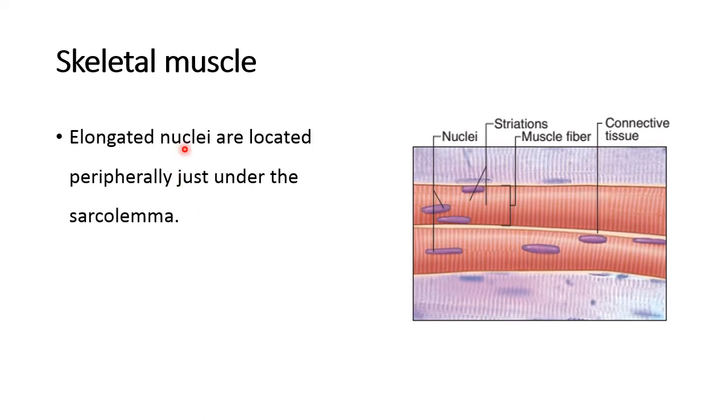The elongated nuclei of the skeletal muscle are located peripherally, just under the sarcolemma, which is the muscle cell membrane. This is the muscle fiber or the skeletal muscle cell, and we notice these are the nuclei, and they are located peripherally, just under the sarcolemma.